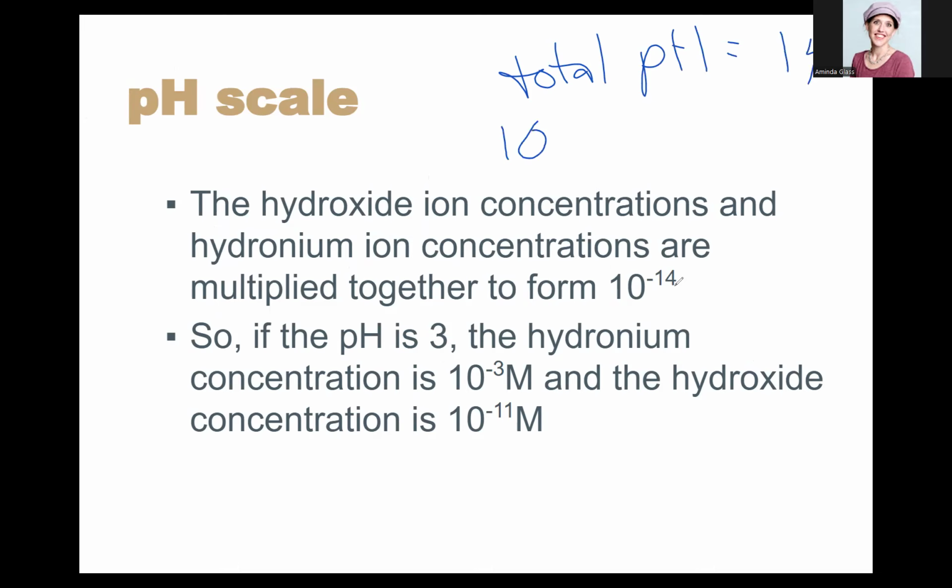If you're multiplying 10 to the negative 3rd times 10 to the negative 11th, that gives you 10 to the negative 14. Remember, these exponents are added when you're multiplying. When you're dividing, they're subtracted.